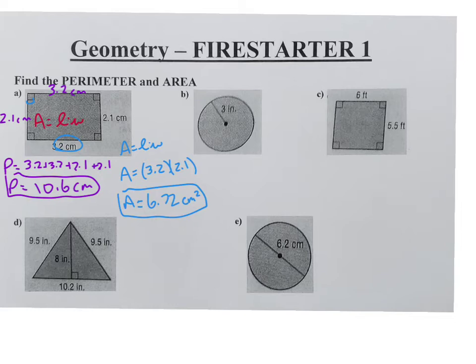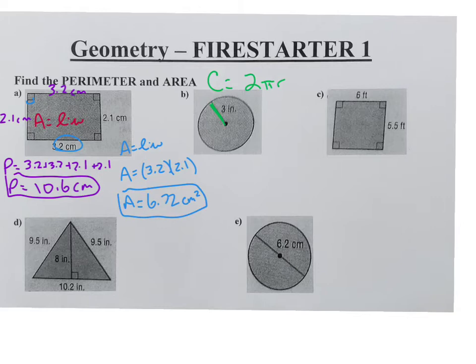Now, B is a circle. So circumference, we're going to do circumference. Circumference is around, right? So basically, if you wrapped a string around the edge, you could cut the string and then lay it out and measure it. But the easiest way to do that is you're going to say circumference is 2 pi r, or pi times the diameter.